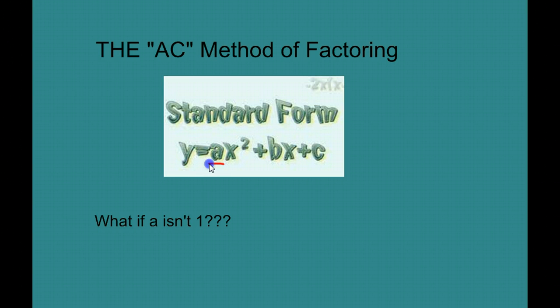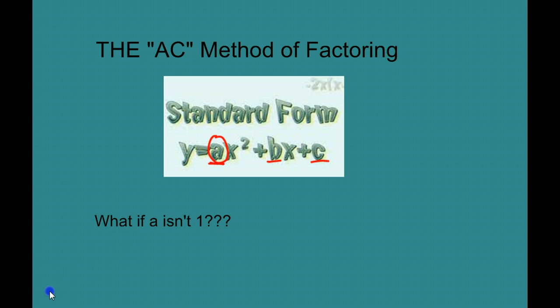A is the number in front of x squared, b we consider the number in front of x, and c is the constant term on the end. Those are what we call coefficients, and a is going to be our big focus here. Everything we've done to this point has either had a be 1 or a was a common factor that could be divided out. But what if a isn't 1? What if this number in front is a value that is not 1 and can't be factored out? This is going to make for some difficulty.